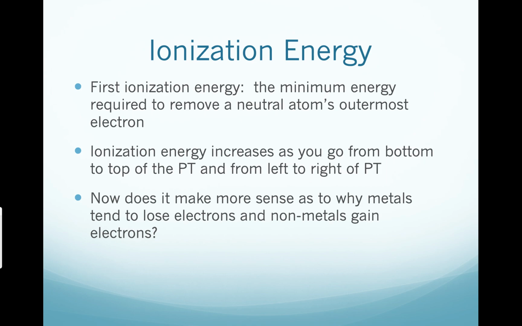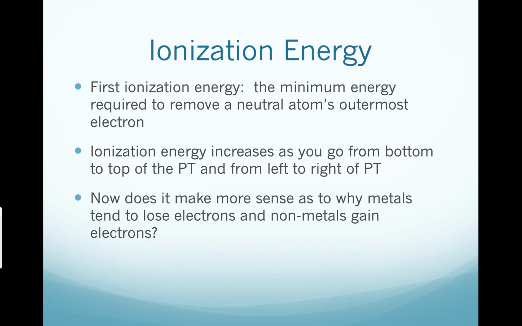So ionization energy. The first ionization energy is the minimum energy needed to remove a neutral atom's outermost electron. For an element to lose one electron is called the ionization energy. This increases as you go from bottom to top and from left to right, as I mentioned, opposite of atomic radii.